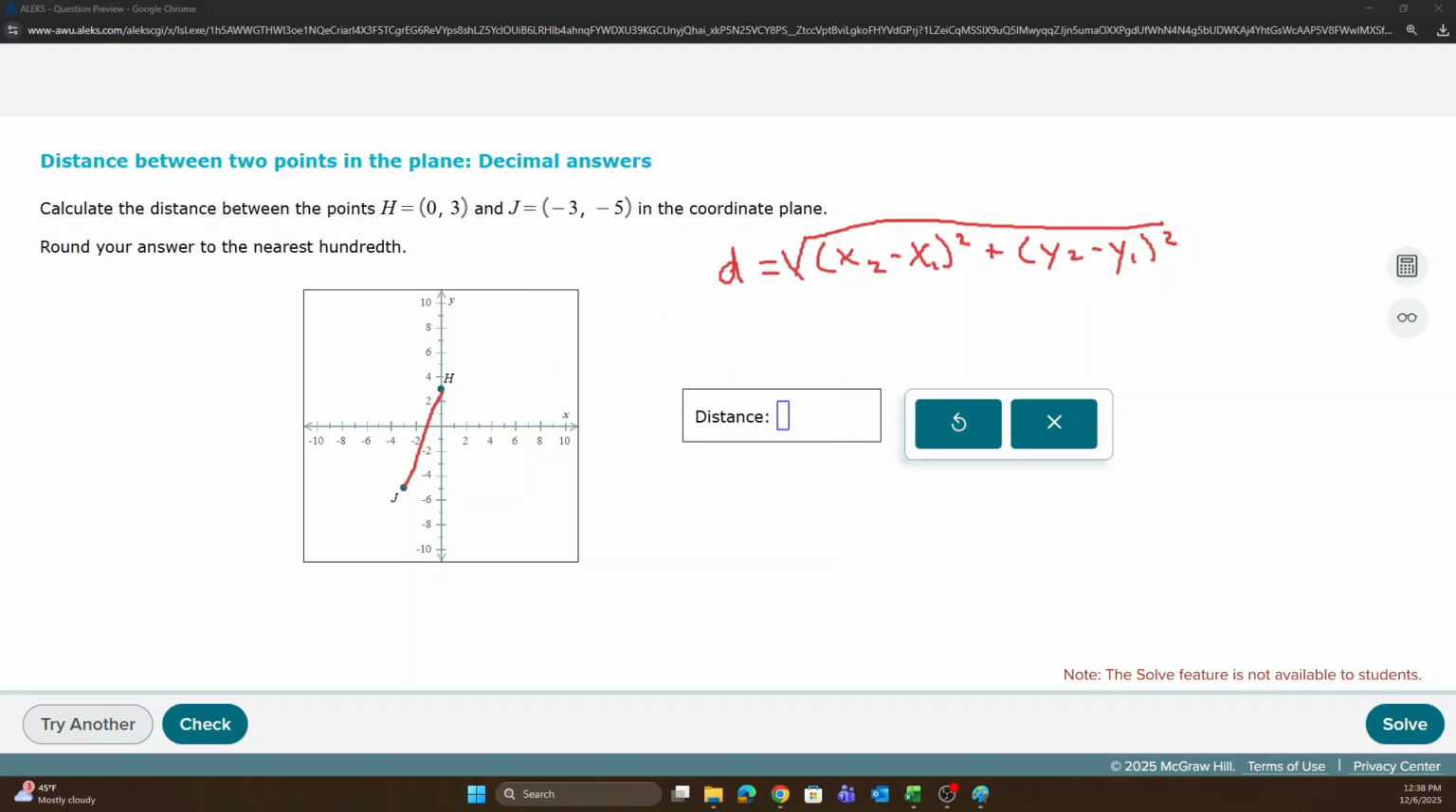But first we need to write down our numbers and what we need. So we're going to start with h as our x1 y1, and j as our x2 y2. You can do it in either direction, it doesn't really matter. So if we start with x2, this is minus 3 minus 0, which is a negative 3. And then we have negative 5 minus 3, which gives us negative 8, but we're squaring all that.